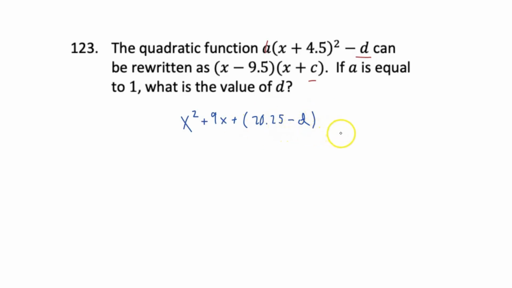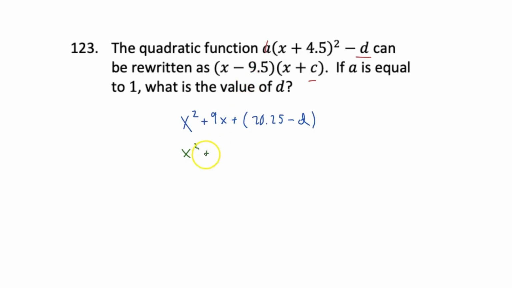What do we need to do now? Now let's do the same thing to the other part of the quadratic expression. That means (x minus 9.5) times (x plus c). So this will be x squared. I should probably write this in another color. So this will be x squared, and then we have plus.